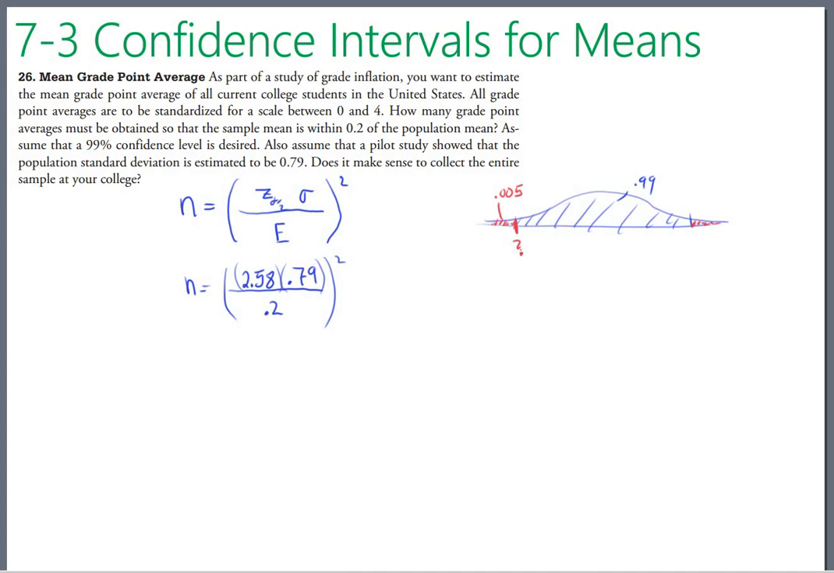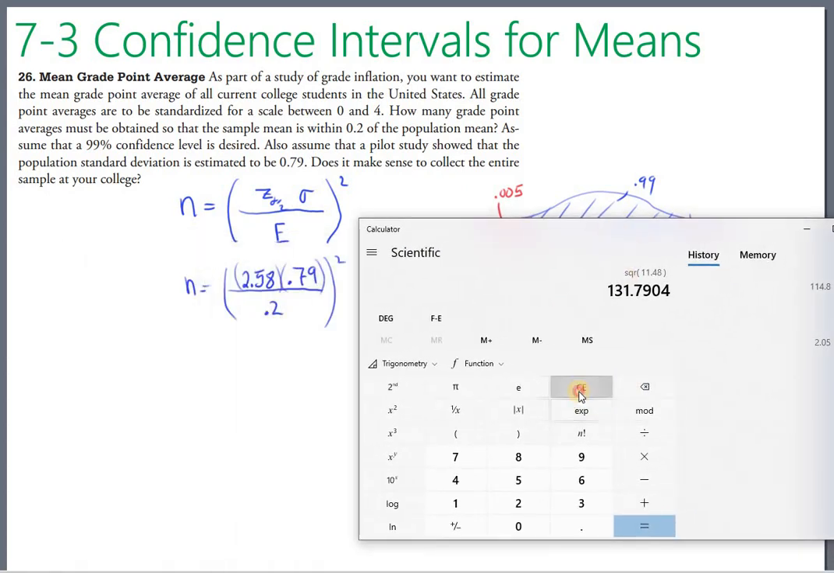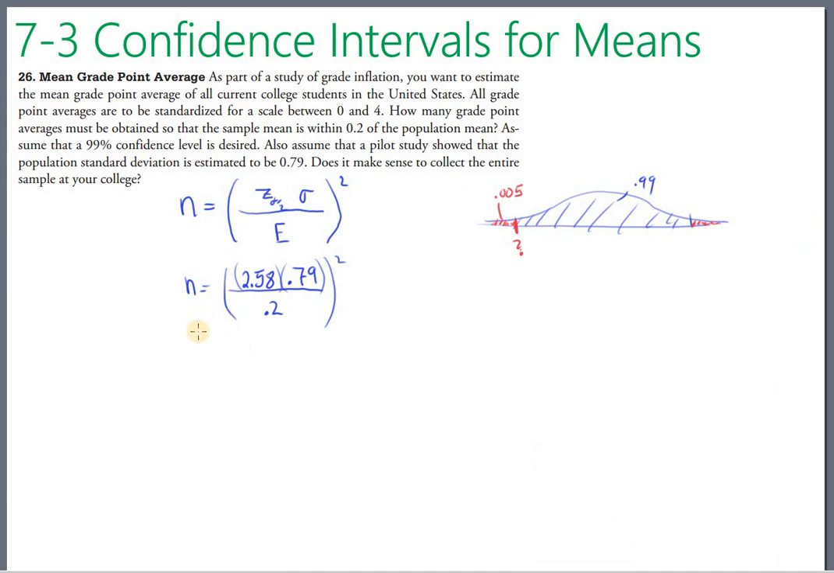Okay, let's get the calculator going. And let's see, we need 2.58 times 0.79 divided by 0.2, that's 10.191, and then we are going to square that to get 104. So sample size, 104 people, or 104 GPAs, is what you need.